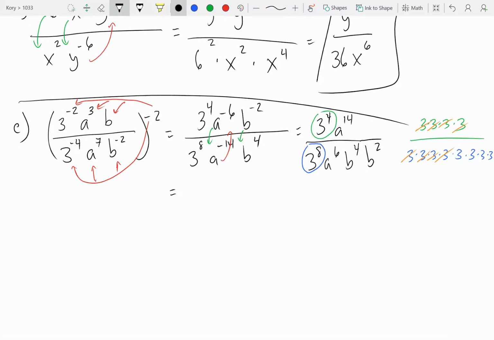So we have no 3's left on top. We have 4 3's left on the bottom. We can also cancel out the a's, 6 and 14, so we're left with a to the 8th. And we're going to combine the b's. So we have a to the 8th left on top. And then on the bottom we have b to the 4th and b squared. That leaves us with b to the 6th. Simplify some more, because 3 to the power of 4 is 81, so we have a to the power of 8 over 81 times b to the power of 6.